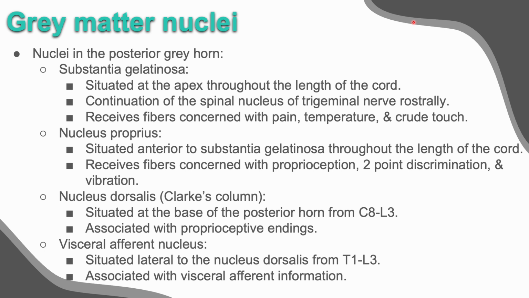The nucleus proprius, on the other hand, is situated anterior to the substantia gelatinosa throughout the length of the cord. It receives fibers concerned with proprioception, two-point discrimination, and vibration. The nucleus dorsalis is situated at the base of the posterior horn from C8 to L3, and it is associated with proprioceptive endings. The nucleus dorsalis is also called the dorsal nucleus of Clark. Finally, the visceral afferent nucleus is situated lateral to the nucleus dorsalis from T1 to L3, and it is associated with visceral afferent information.